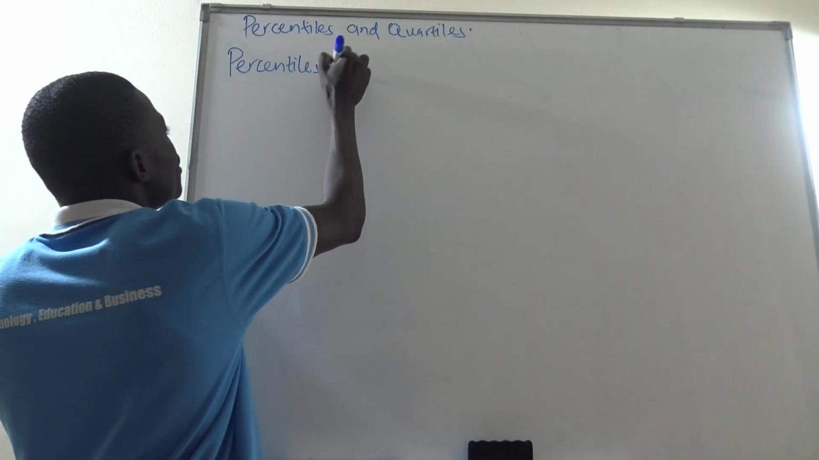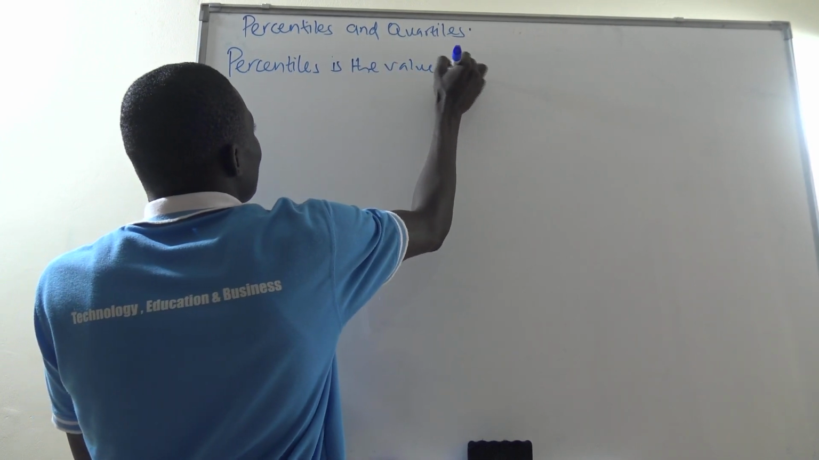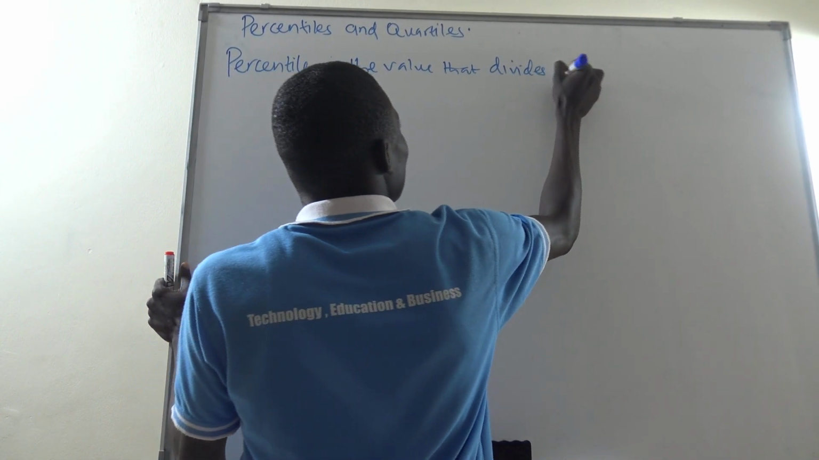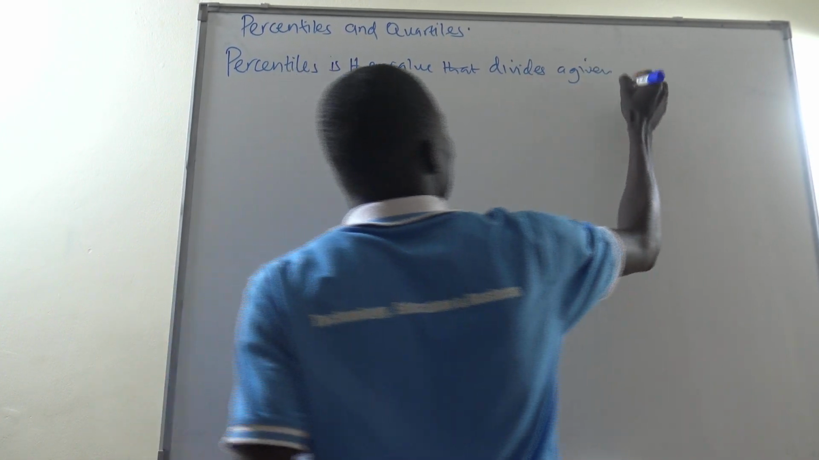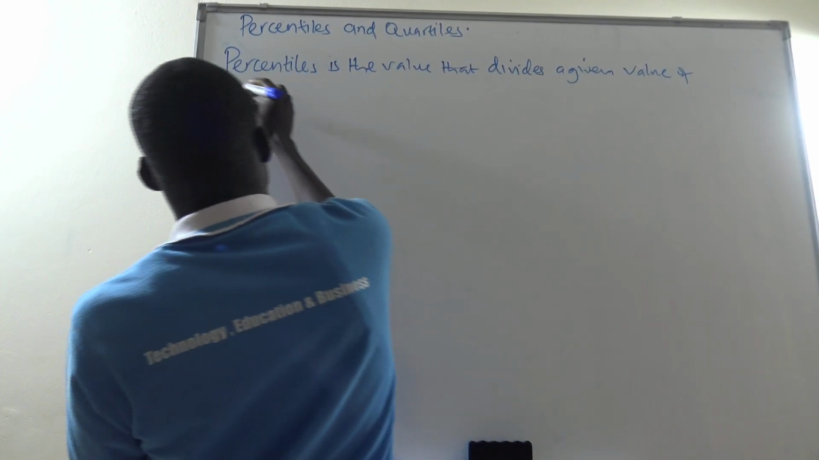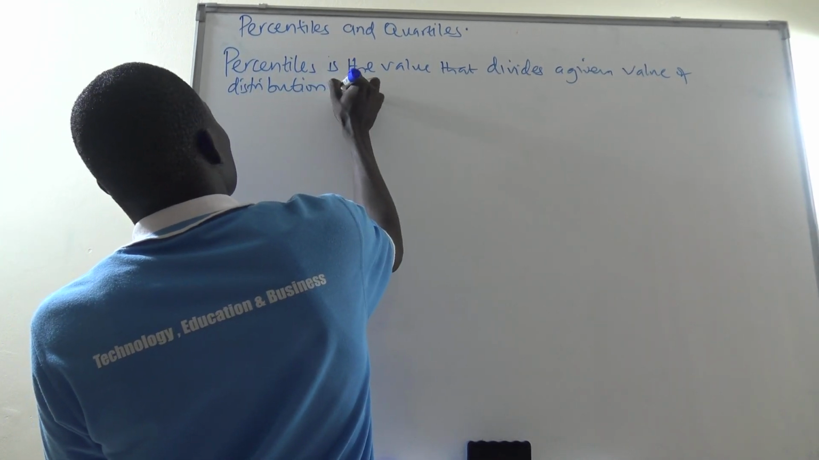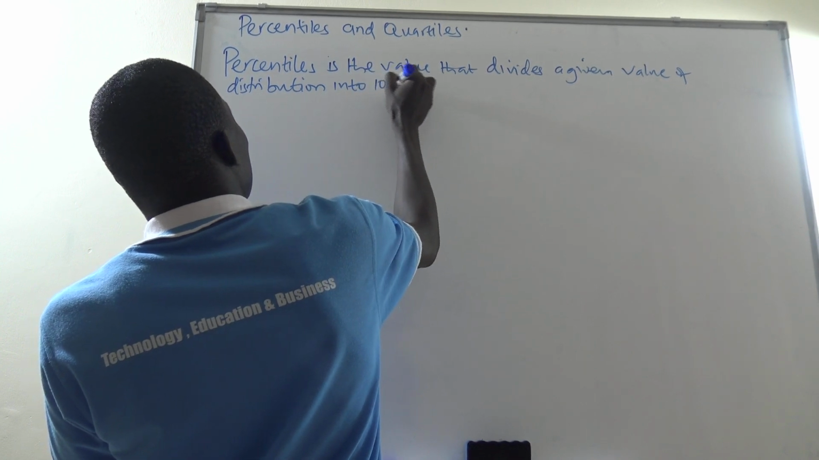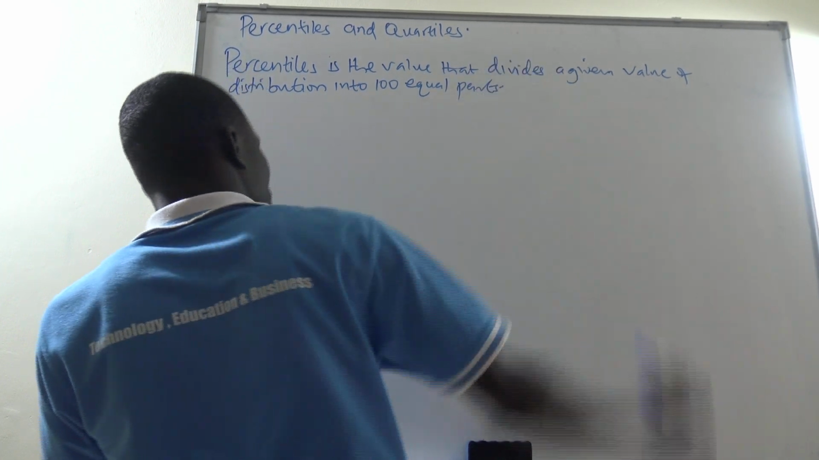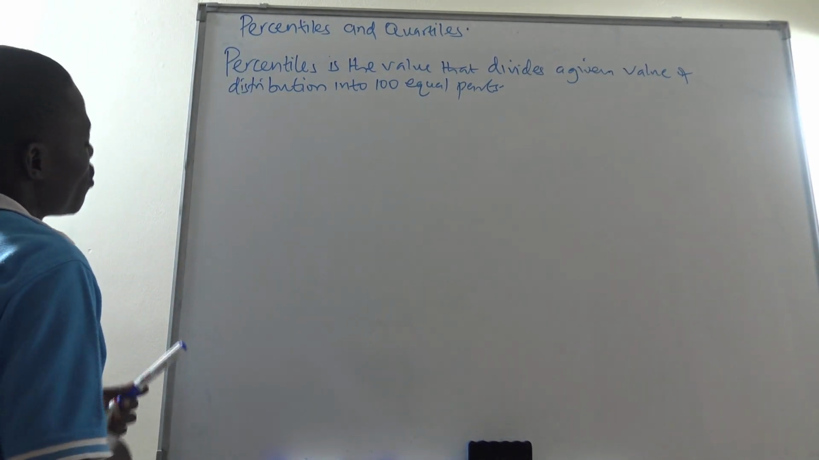Percentile, this is the value of distribution that divides a given value into 100 equal parts.